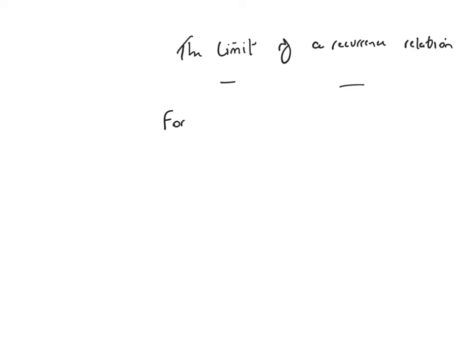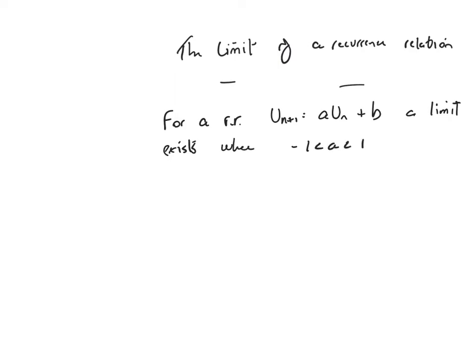So for a recurrence relation u(n+1) = au(n) + b, a limit exists where a is between -1 and 1. Okay, so if a lies between -1 and 1, there will definitely be a limit to the recurrence relation.